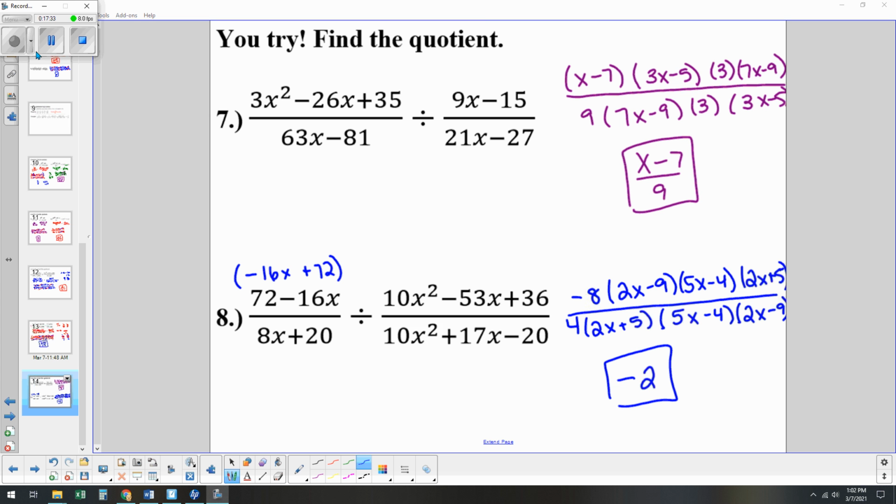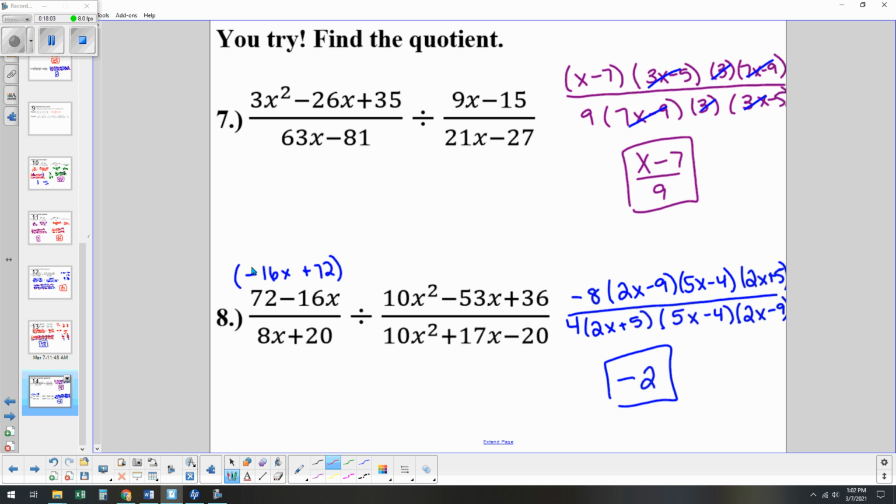All right, for number 7, this factors to x minus 7 times 3x minus 5. This part, which is now on our top, factors to 3 times 7x minus 9. The 63x minus 81 factors to 9 times 7x minus 9. And this, which is now in the denominator, is 3 times 3x minus 5. So we get 3x minus 5 to cancel. We got 7x minus 9 to cancel. And we have 3 to cancel. So we're left with x minus 7 over 9.